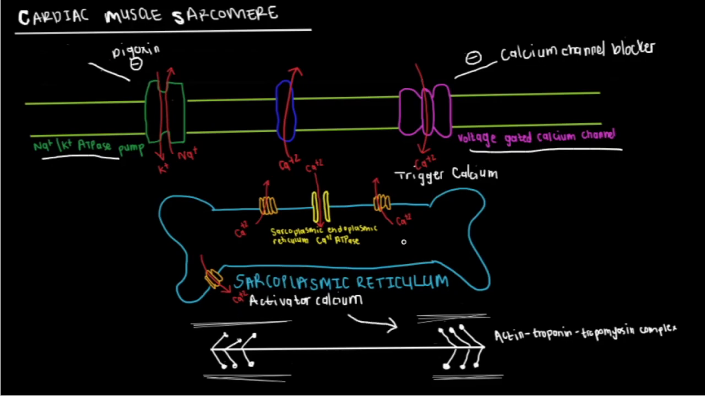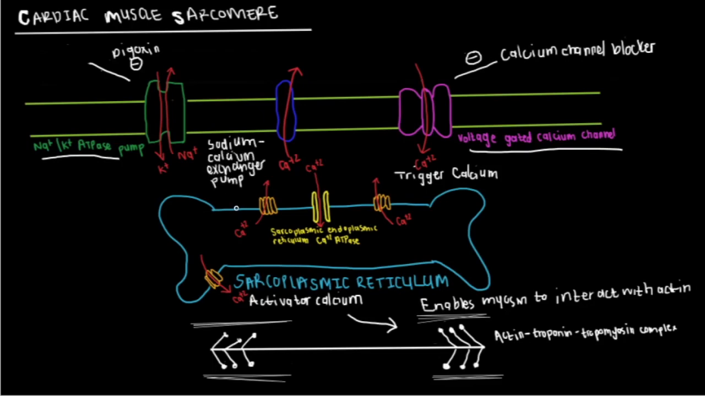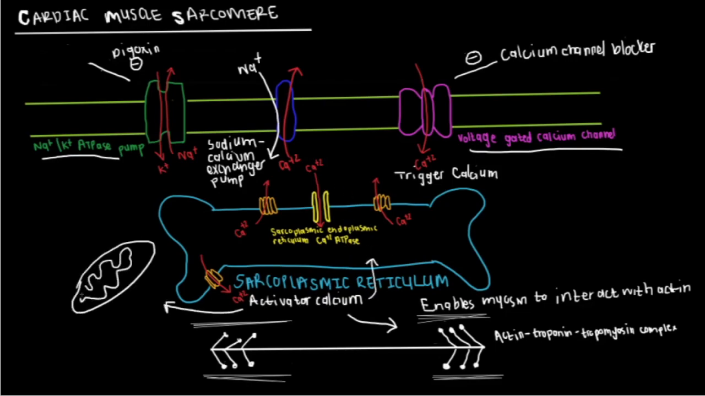Calcium acts at the actin-troponin-tropomyosin complex, where activator calcium enables the interaction of myosin and actin filaments. These filaments are located in the cardiac sarcomere. Then a contraction can occur. The removal of cytosolic calcium happens through the sodium-calcium exchanger pump. Calcium ions get exchanged for sodium ions. It also happens when calcium is taken up by the sarcoplasmic reticulum and the mitochondria.